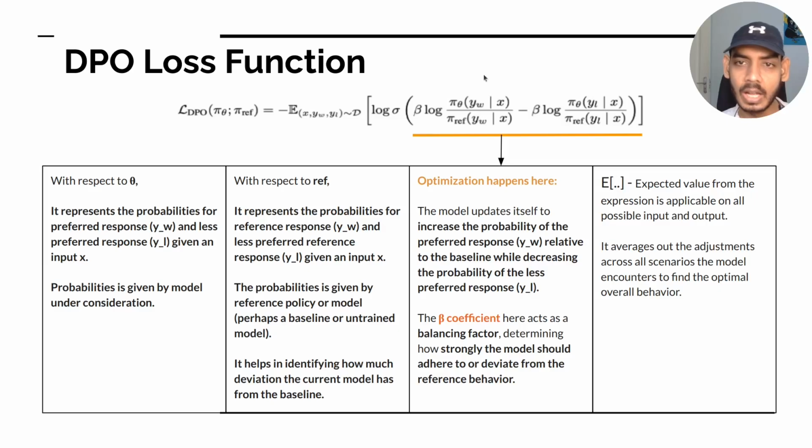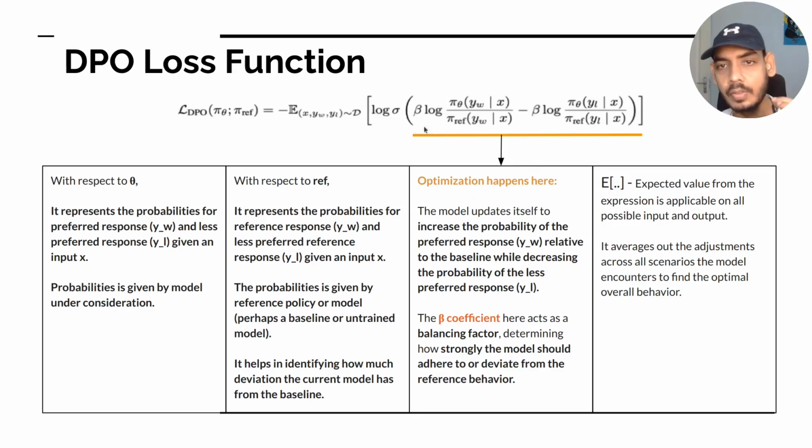And then comes the part of pi reference, which is where we have reference results or a reference response, which is your ground truth. In a sense it is a ground truth or a baseline. The output that you generate from your model should be similar to, and aligned with, the reference response, and it should not deviate much from that. Here pi reference again represents the probability score, and this is the probability score for the less preferred response for a given input X.